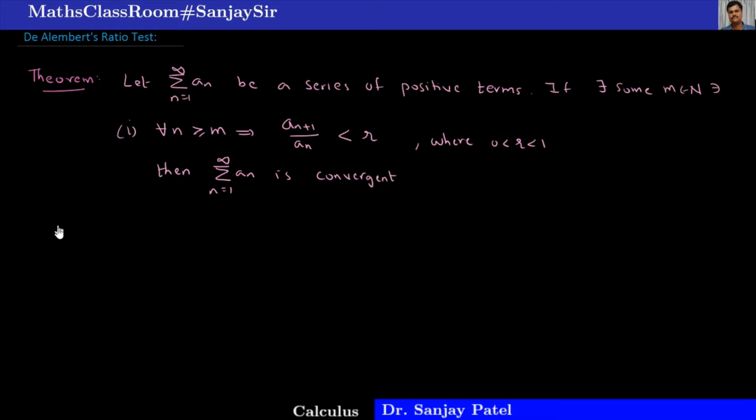And secondly, if for every n greater than or equal to m, we have a_(n+1) upon a_n, this ratio, strictly greater than 1, then the series sigma a_n is divergent. So this result is known as D'Alembert's ratio test. Let us prove this.